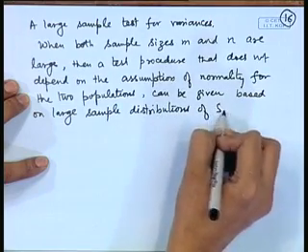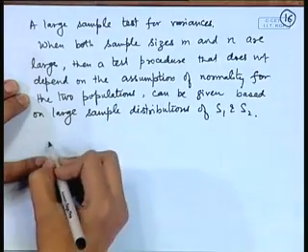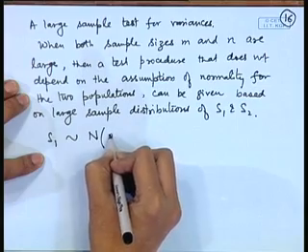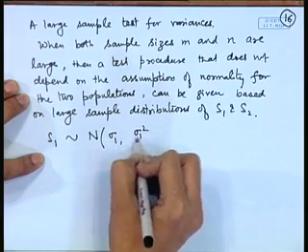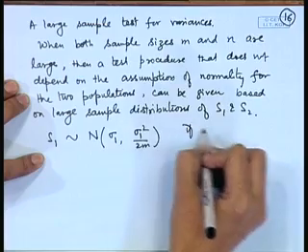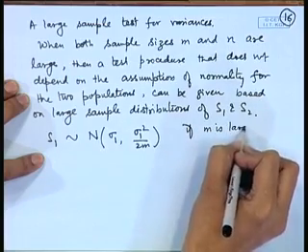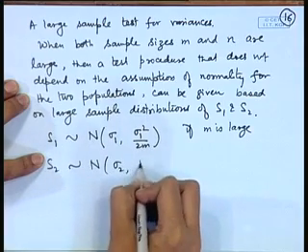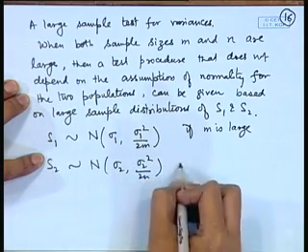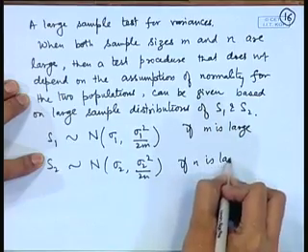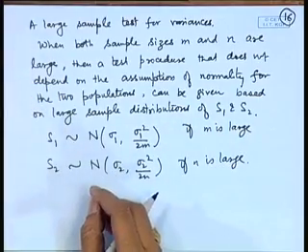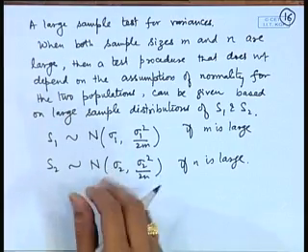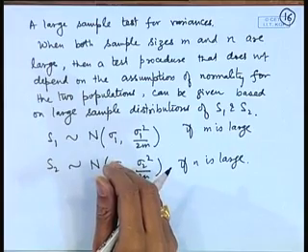So, we can say that S1 follows normal distribution with mean sigma 1 and variance sigma 1 square by 2m if m is large, and S2 follows normal with mean sigma 2 and variance sigma 2 square by 2n if n is large. And once again we can utilize the fact that S1 and S2 are independently distributed.